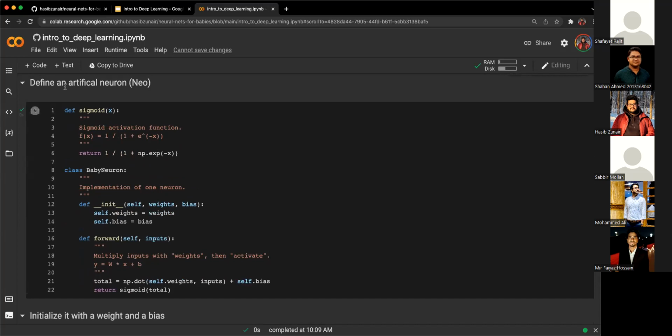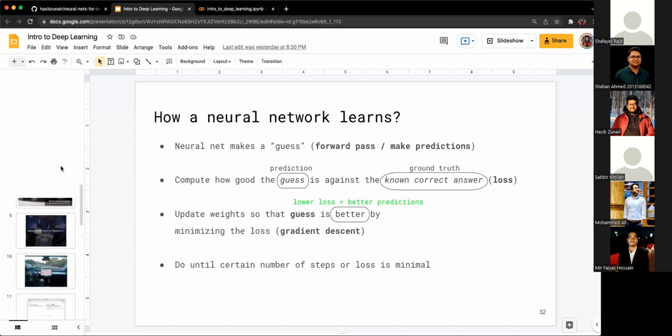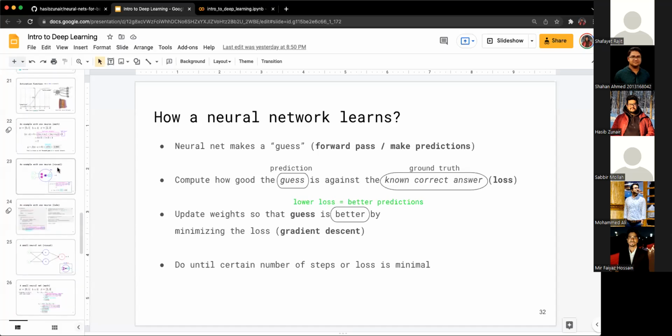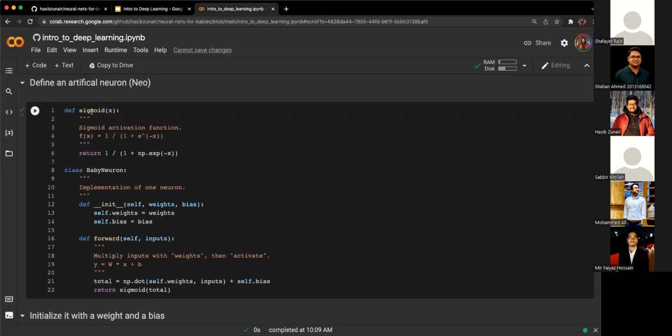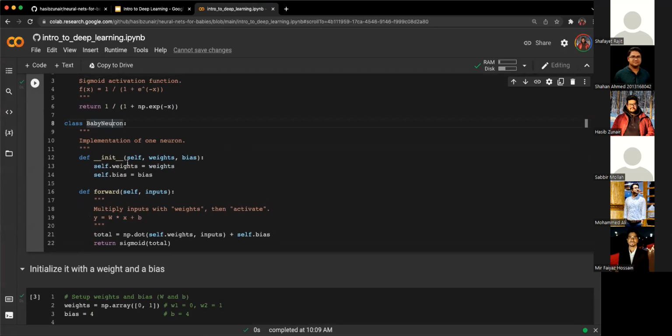Okay, so here we define an artificial neuron. These are just the code which I showed over here, this one and this one. Here we define the sigmoid function, which goes by this equation. It takes in a single value and returns a single value according to this function. We also define the neuron over here, which simply takes in the weights and inputs and does a dot product of it, which is what we saw in multiply weights. We add a bias and then we activate using that function.